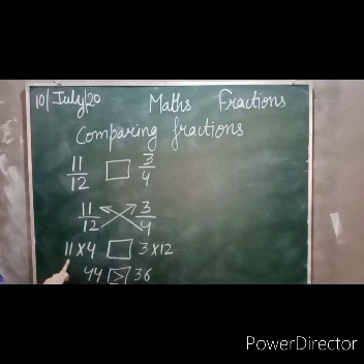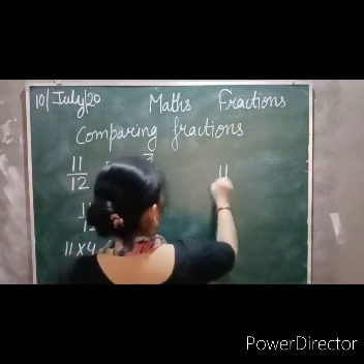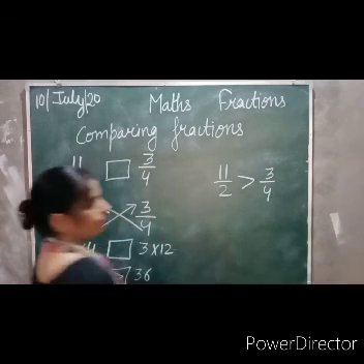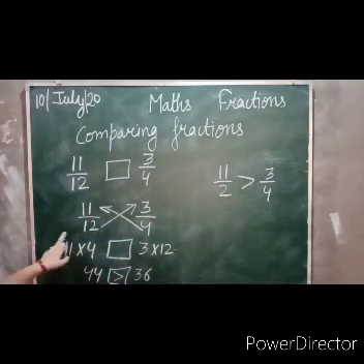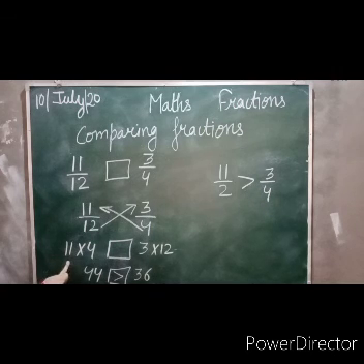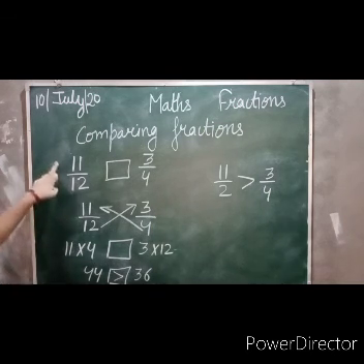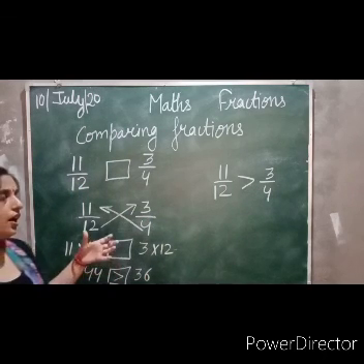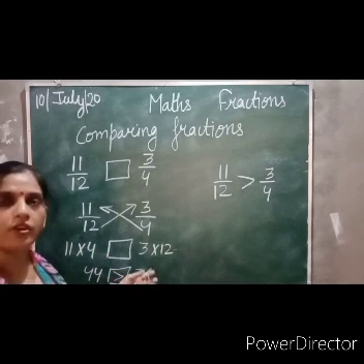As 11 is the numerator here, it means 11 by 12 is greater than 3 by 4. We have to take the side which has the numerator. Here 11 is the numerator, this side is greater. It means 11 by 12 is greater than 3 by 4. This is another kind of comparison of fractions.